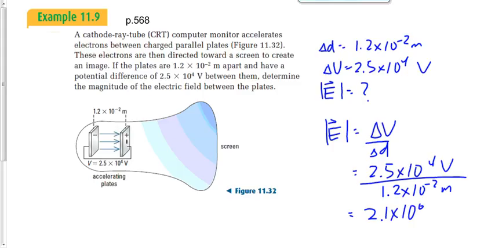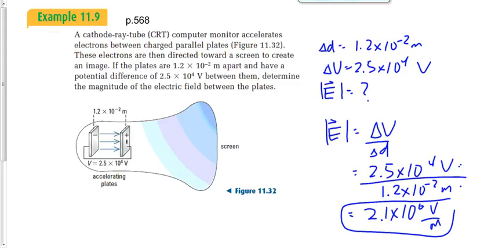What are the units for electric field? We said they were newtons per coulomb, or we could also say volts per meter now. It means exactly the same thing. 2.1 times 10 to the 6 newtons per coulomb, 2.1 times 10 to the 6 volts per meter. That's a pretty straightforward question, right?